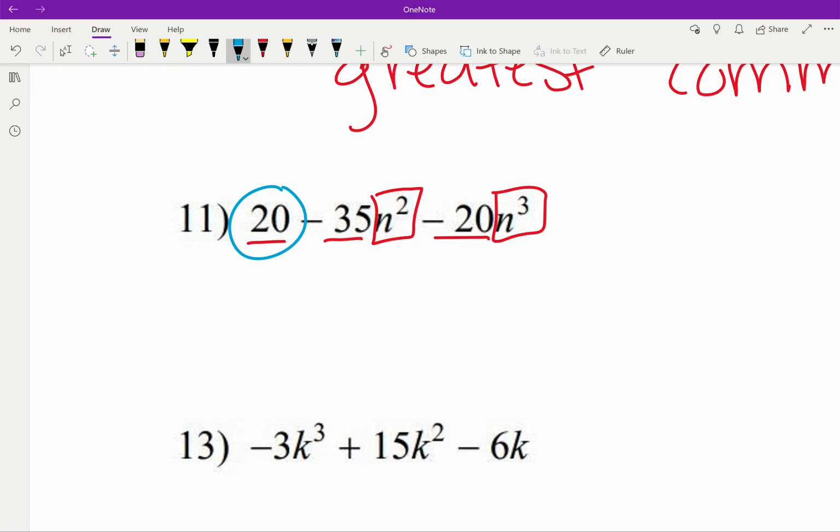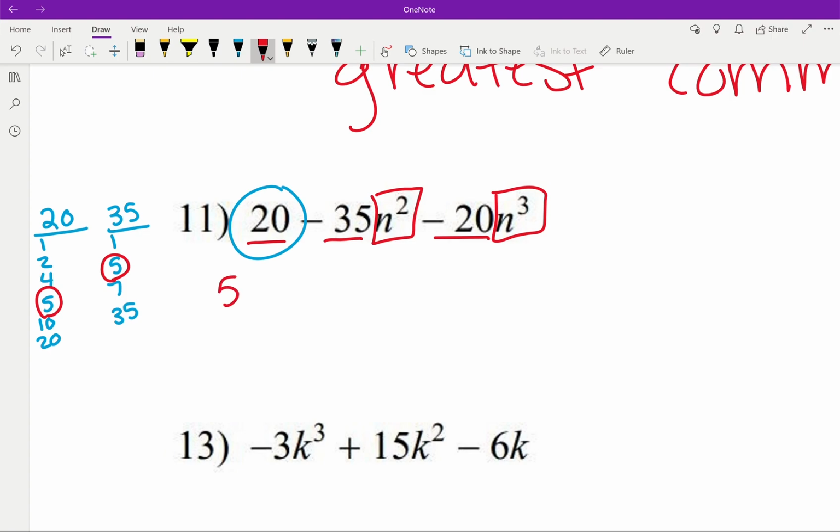Okay, so let's look at 20. We know all the numbers that can go into 20. We can even write them off to the side if you want to do that. All the numbers that can go into 20 are 1, 2, 4, 5, 10, and 20. 20 is divisible by all of those numbers. Okay, let's check 35. 35 is divisible by 1, 5, 7, and 35. We need to find the biggest number they have in common, and that is 5. So we're going to take out a 5 from every single term.